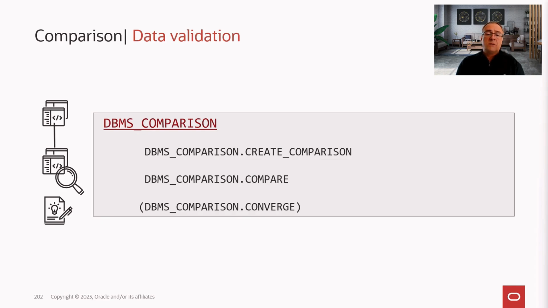There's a package called DBMS_COMPARISON. In 3 steps, we can sync a source and the target table using this function. First, we need to create a comparison, then run a compare, and optionally let the package fix it.